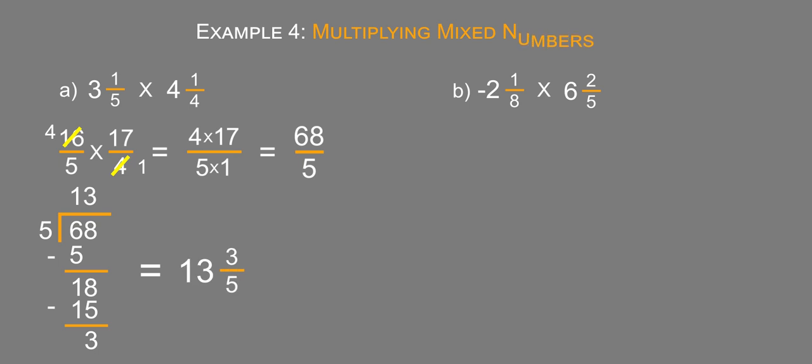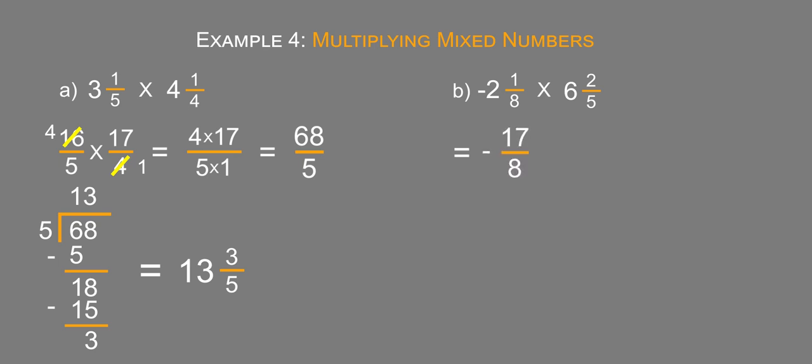Moving on to part B, we have a negative value with our first mixed number. So we want to recognize first off that a negative times a positive is going to be a negative. So we need to know that the solution is going to be negative. We'll go ahead and write this as an improper fraction. 8 times 2 is 16 plus 1 is 17. So this is negative 17 eighths times 6 times 5 is 30 plus 2 is 32 fifths.